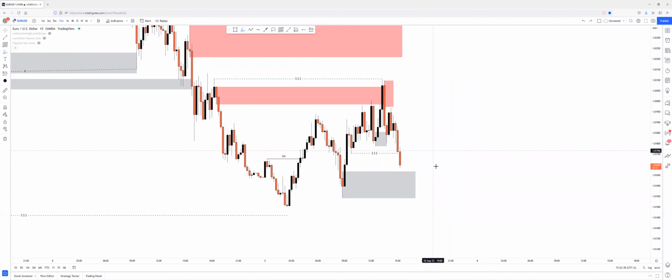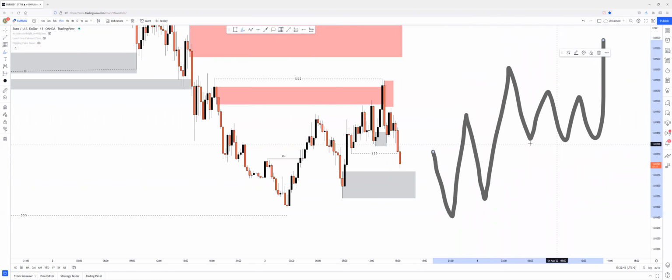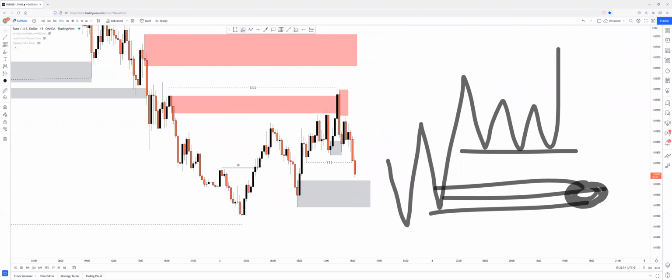Just imagine if this would be a 1-minute time frame, and price printed this for you. You see this on your chart. What would you do in this situation? You would simply execute a limit order on this block. Why? Because this is how structure and liquidity works.